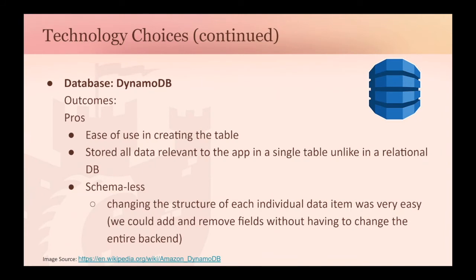So the pros of using DynamoDB were the ease of use in creating the table itself, as well as being able to store all the data relevant to the app in a single table. Unlike in a relational DB, where everything is spread across multiple different tables. Furthermore, the schemaless nature of DynamoDB means that changing the structure of each individual data item is very easy, so we were able to add and remove fields without having to change the entire back end.